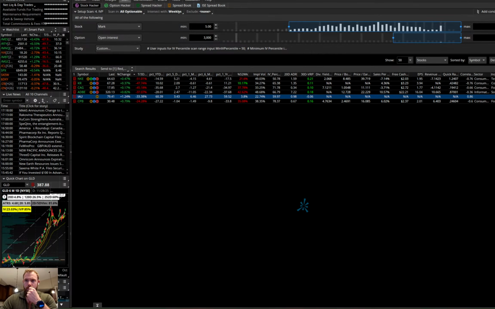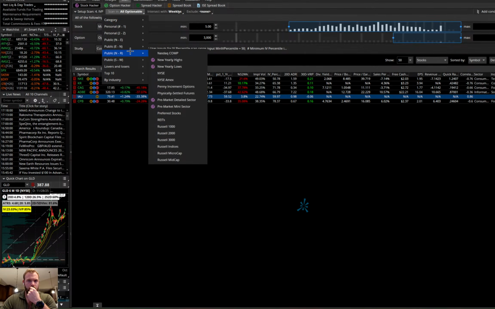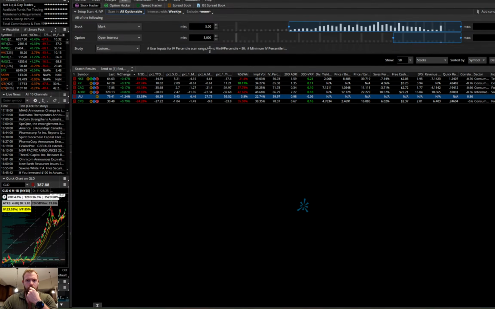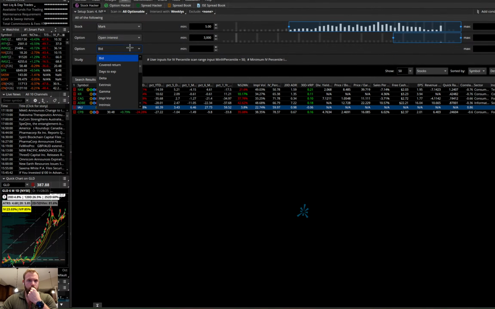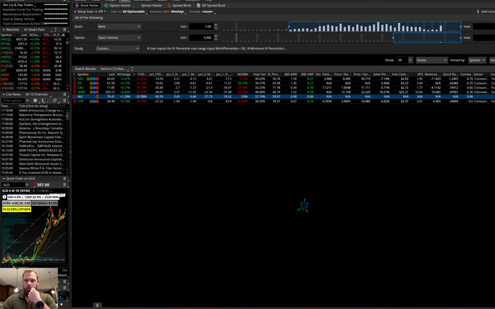Let me take a look at one other version, because that's kind of problematic. It shouldn't be that limited, and I can't tell if it's this IV percentile. Let's take a look at option. Let's see. So I see implied vol, and I don't see an IV rank.